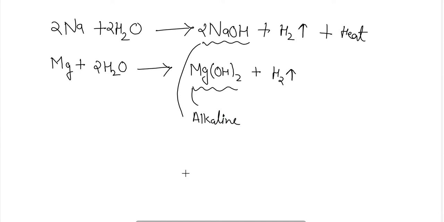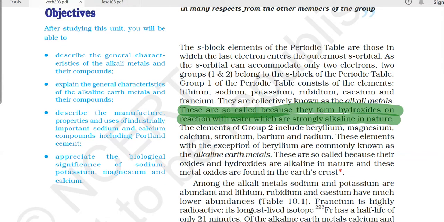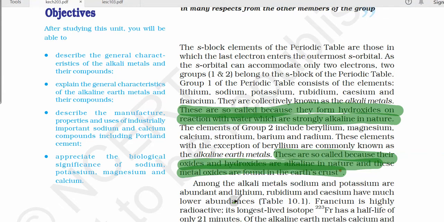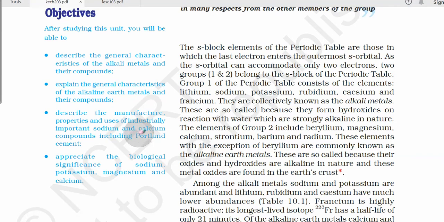Therefore the elements present in group 1 and group 2 are termed as what? They are termed as alkali metals for the first group, and for the second group they are so called because their oxides and hydroxides are alkaline in nature, and these metal oxides are found in the earth crust. For example, magnesium and calcium are abundant elements in the earth crust, and the oxides found there have a very high basic nature. Due to this reason they are termed alkaline earth metals.